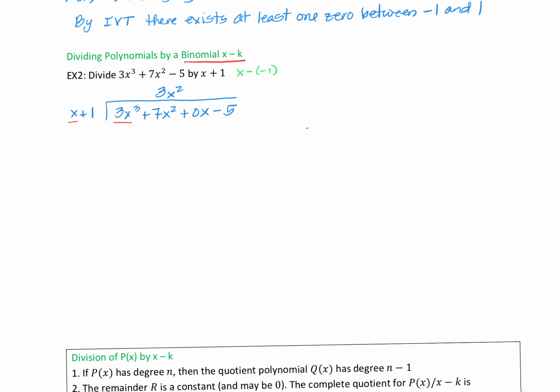And then that should be 3x squared. So when you multiply the 3x squared by x plus 1, by that whole divisor, you get 3x to the third plus 3x squared. Now you don't have to do this math off to the side, but sometimes it's easier to see. And then we're going to put it underneath the 3x to the third plus 7x squared. So this is just long division where you multiply, subtract, multiply, subtract, multiply, subtract till you can't do it anymore.